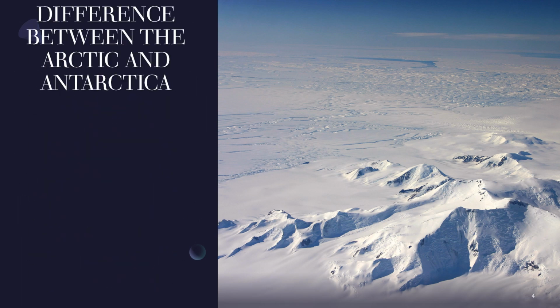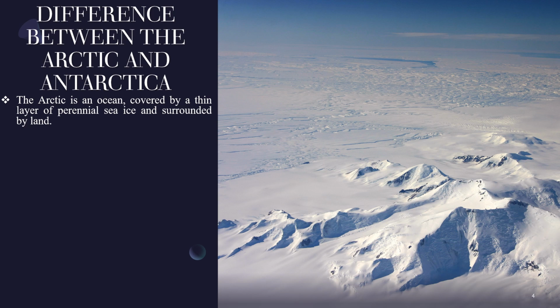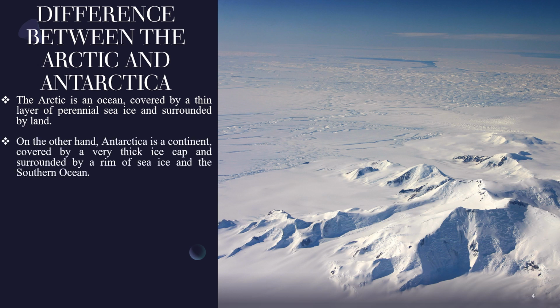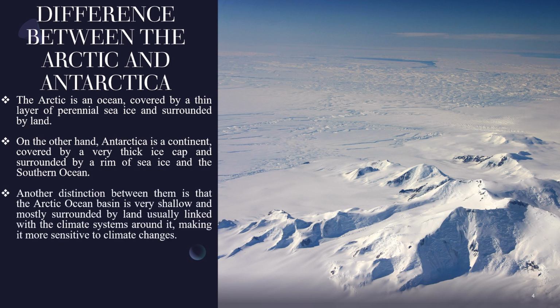Now let's look at the main differences between the Arctic and the Antarctica. The Arctic is an ocean covered by a thin layer of perennial sea ice. When I say perennial sea ice, we are looking at the oldest and the thickest ice. So the Arctic is surrounded by sea. That is what it means. And then Antarctica is a continent covered by a very thick ice cap and surrounded by a rim of sea ice and the Southern Ocean.